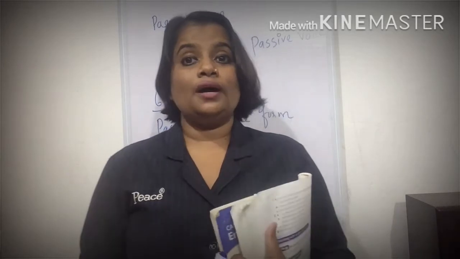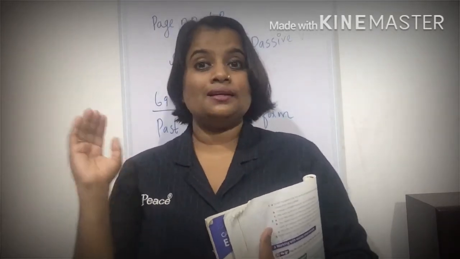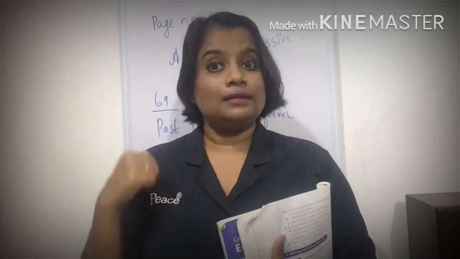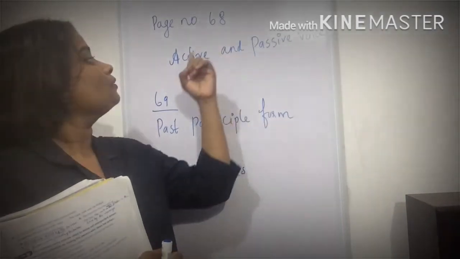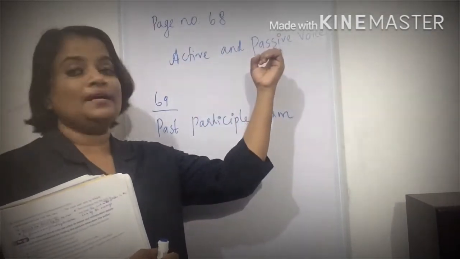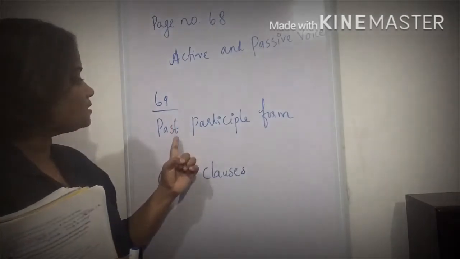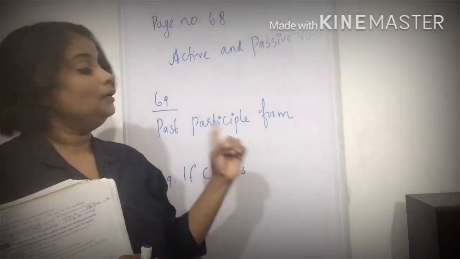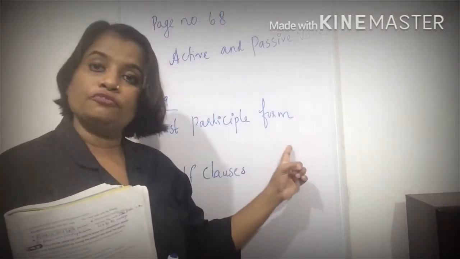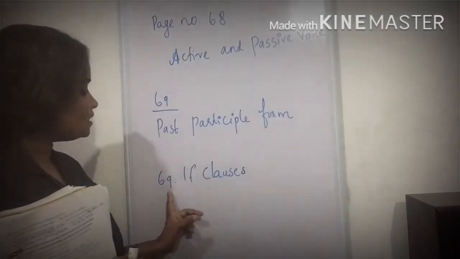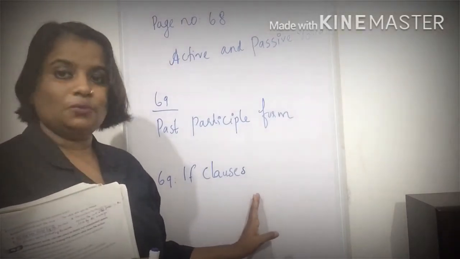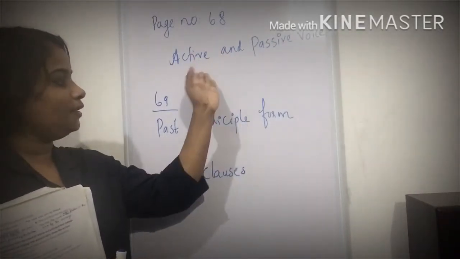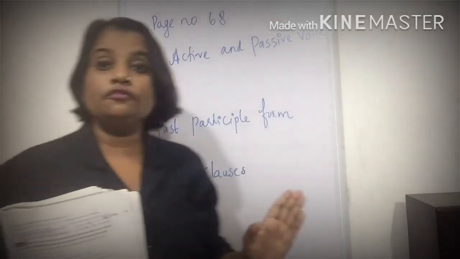Okay? So as I told you earlier, we need continuity for taking these classes. One is on page number 68. You can see active and passive voice. 69, we need to know the past participle form of the verb. Okay, on 69 itself you can see if clauses. So active and passive voice, past participle form and if clauses.